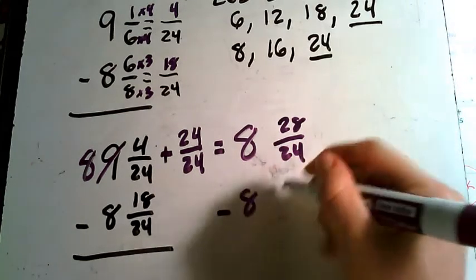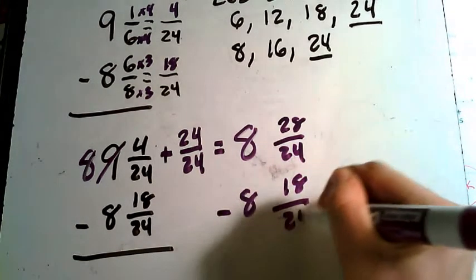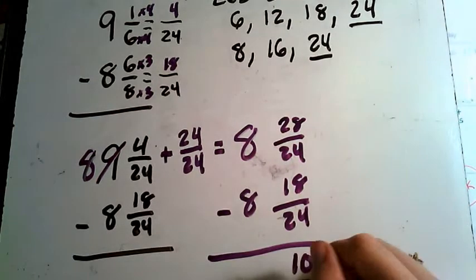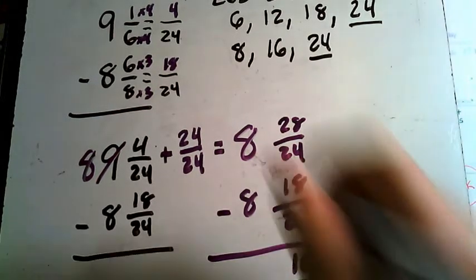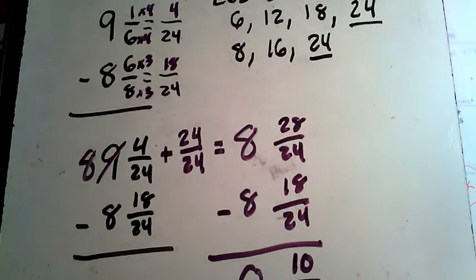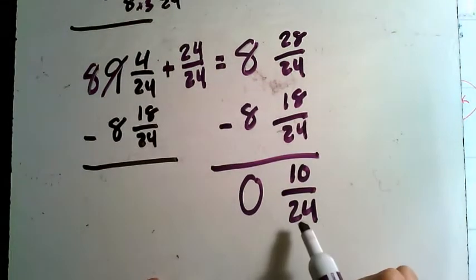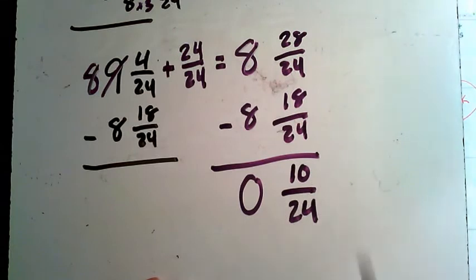So now I can subtract 8 and 18/24. 28 minus 18 is 10. Bring down my denominator of 24. 8 minus 8 is 0. Oops. So my answer is 10/24, and I'm almost done.